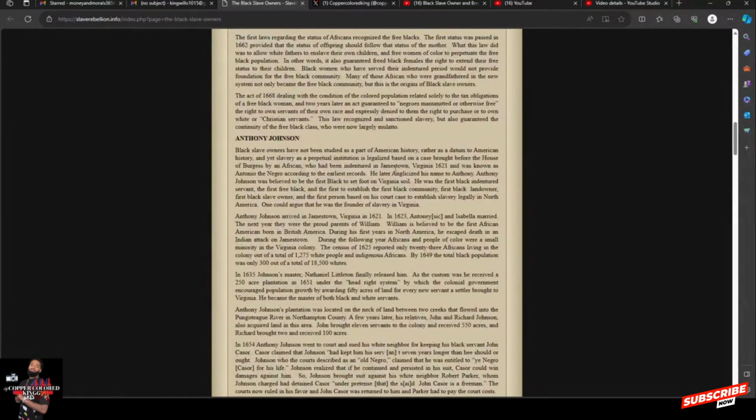Moving forward to Anthony Johnson. Black slave owners have not been studied as part of American history, rather as a datum to American history, and yet slavery as a perpetual institution is legalized based on a case brought before the House of Burgesses by an African who had been indentured in Jamestown, Virginia, 1621, and was known as Antonio the Negro.